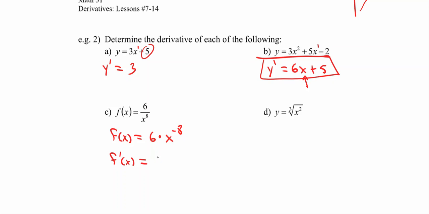Okay, so maybe I'll do it in 2 steps. So it'd be like 6 times negative 8. And then x to the power of, and then it's still going to be subtracting, right? So this would actually be negative 9, right? It's going to get 1 less always. Okay, so we've got f prime of x is equal to negative 48, and then x to the negative 9. So, you might want to rewrite that as negative 48 over x to the power of 9.